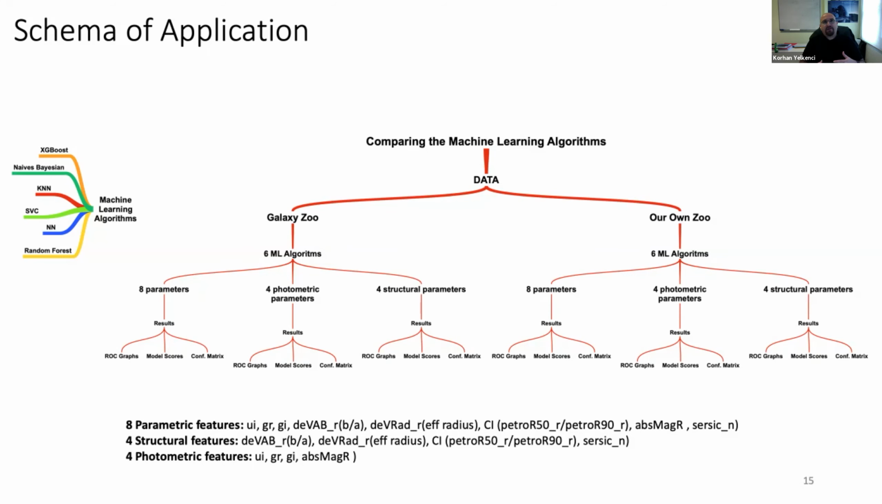which parameters, which features for those data we should use, and what we get at the end. We do with 8 parameters, 8 features of galaxies, like Sersic indices, effective radius, B divided by A, and so on, or the colors. We have 4 photometric parameters, like color indices, and 4 structural parameters, like Sersic. So at the end, we have the result.